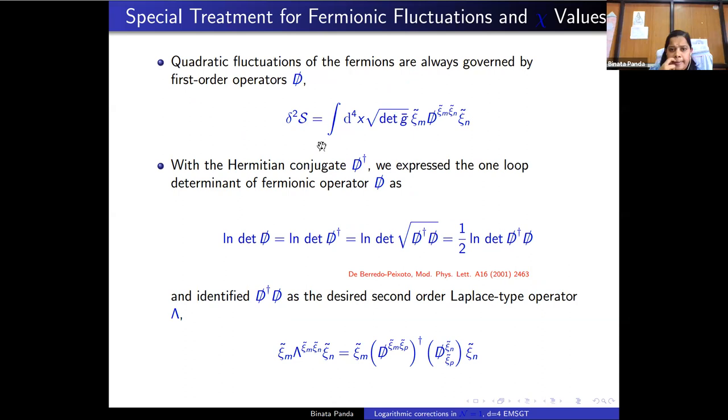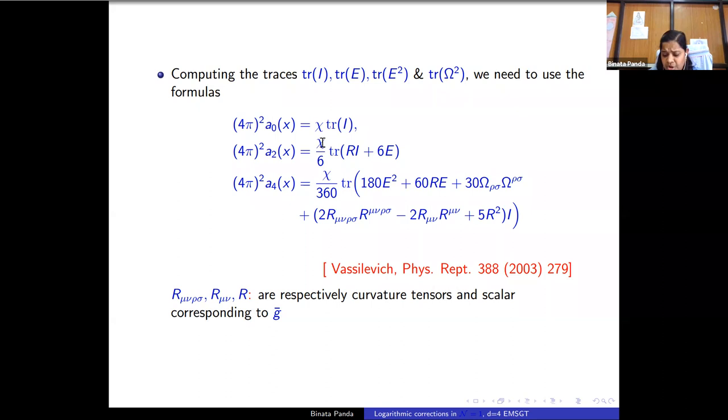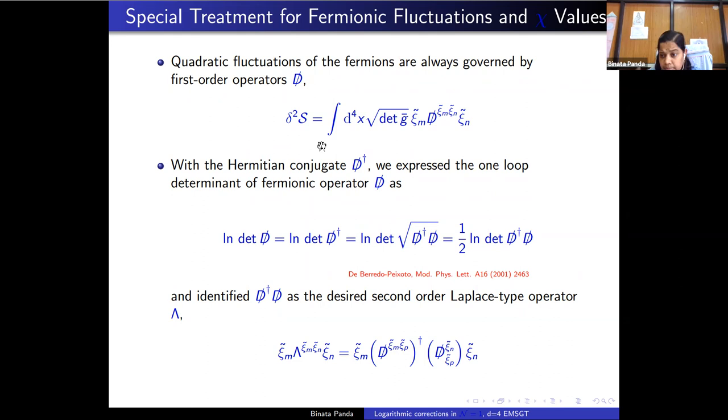As I said, if you are considering a bosonic field, it's easier, because when you write down the quadratic fluctuated action, it's already Laplace type. It's already a second order equation, right? However, if you consider the quadratic fluctuations for a fermionic field, they are always governed by a first order differential operator, in the form del slash. This can be any fermion, like a spin half or a Rarita-Schwinger field, but it is always a first order operator. To apply the heat kernel method, we need a Laplace type operator.